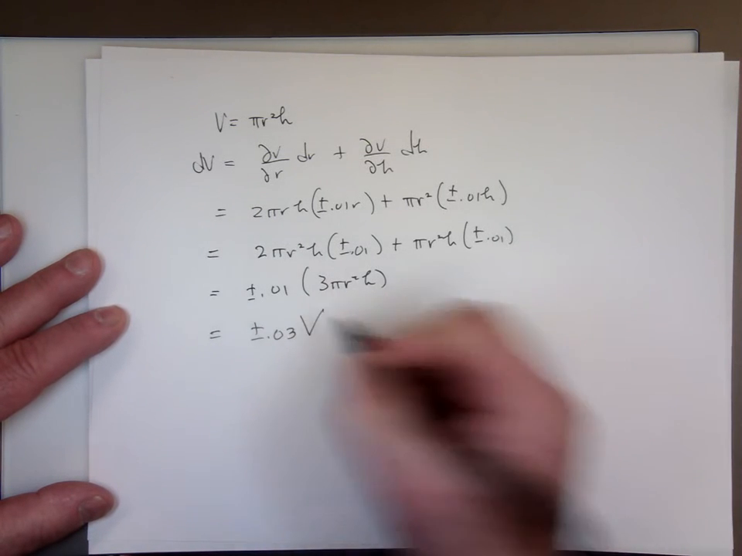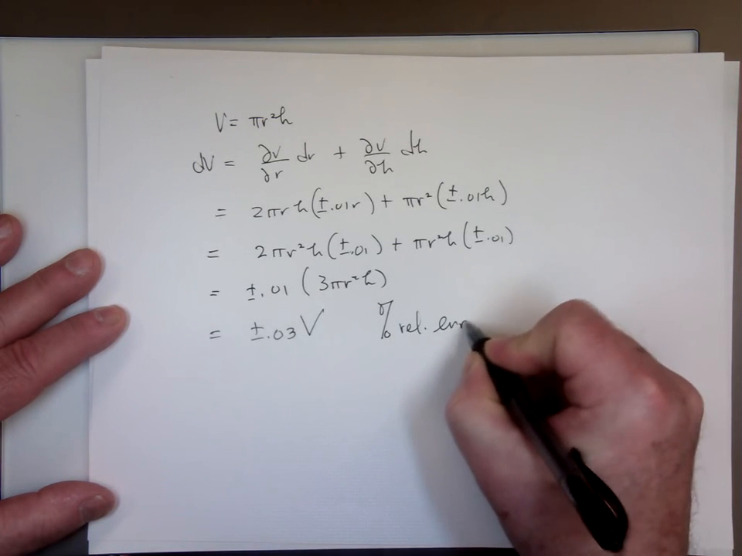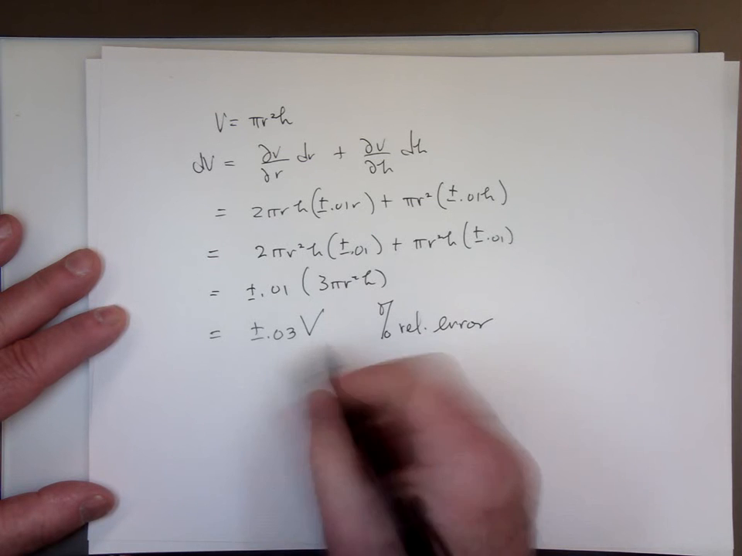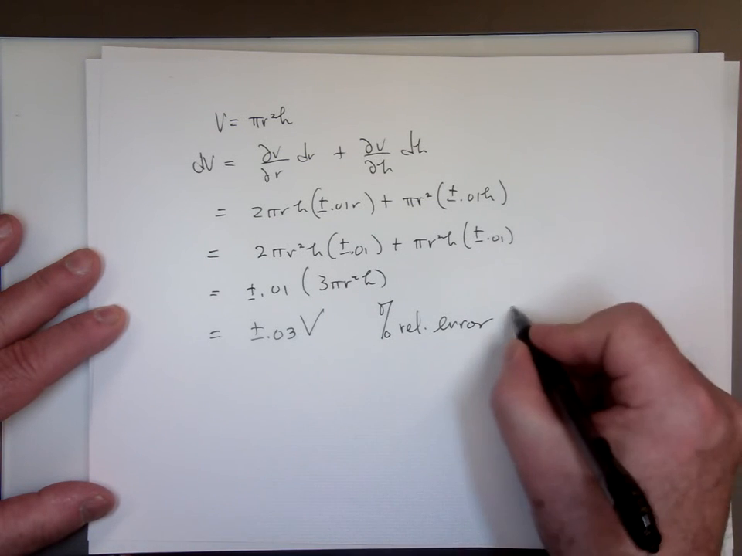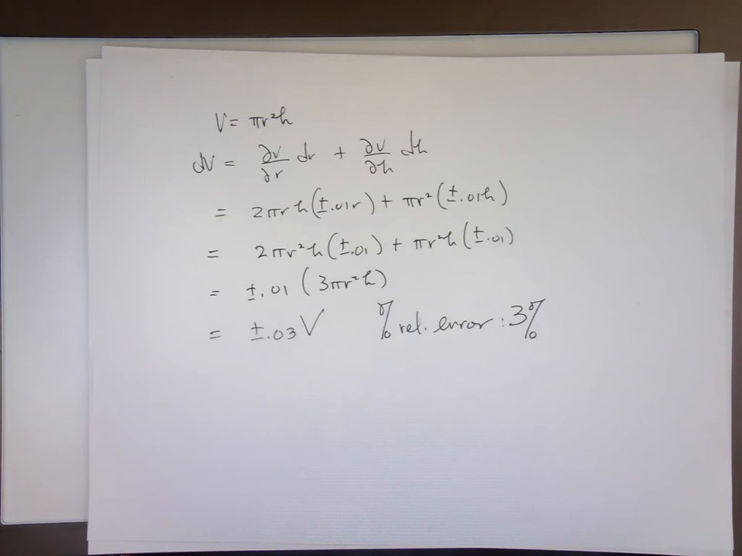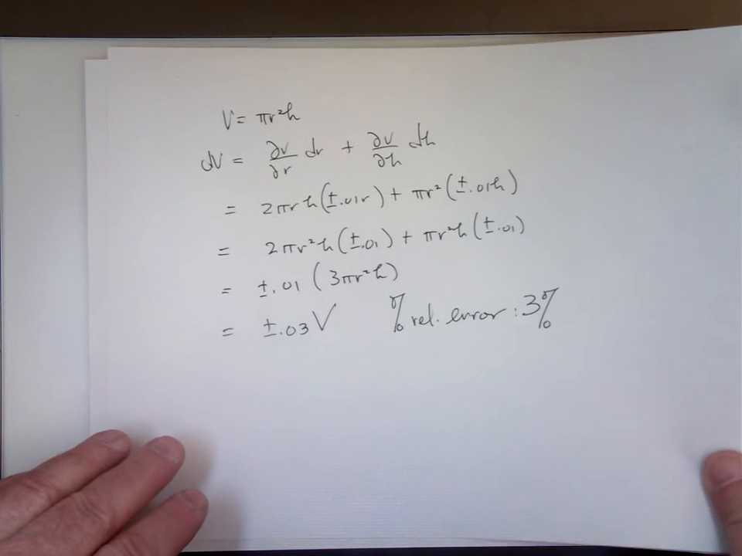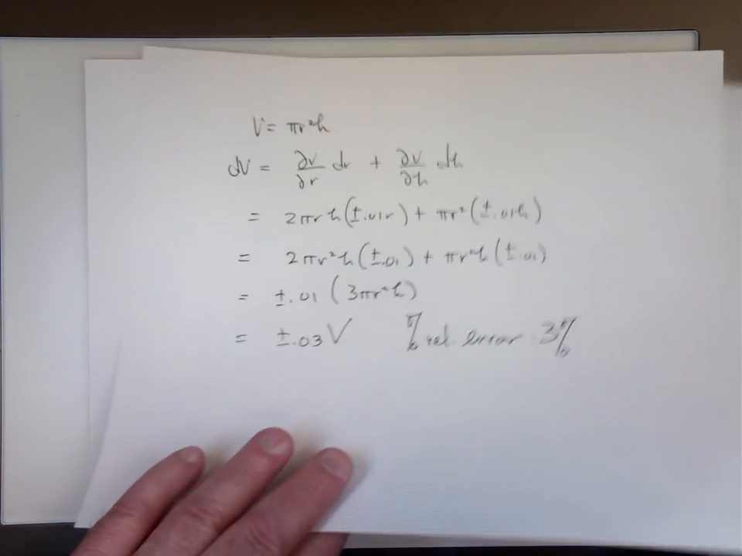So the percent relative error: take this, divide by v, multiply by 100%, take the absolute value, is a 3% error. So 1% in each leads to a 3% calculated volume because of that square of the radius. This is like the only application we still use this for. You're going to have something just like this on the test.